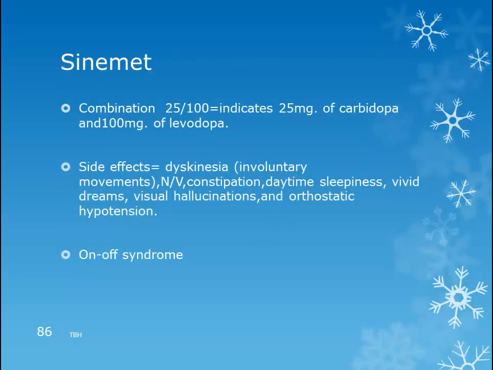Some further information about Sinemet. It's a combination drug. 25/100 is the lowest dose, indicating 25 milligrams of carbidopa and 100 milligrams of levodopa. Some of the side effects include dyskinesia, involuntary movements, nausea, vomiting, constipation, daytime sleepiness, vivid dreams, visual hallucinations, and orthostatic hypotension. Also the on-off syndrome, where they're able to start movements and the movements stop and then they start again.